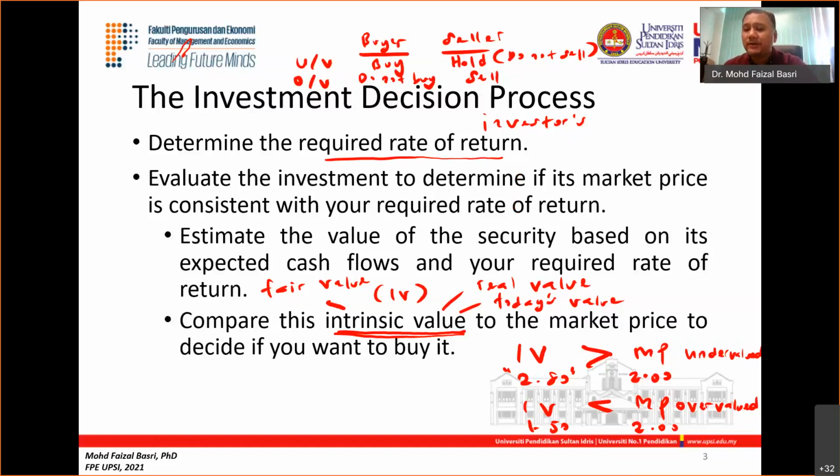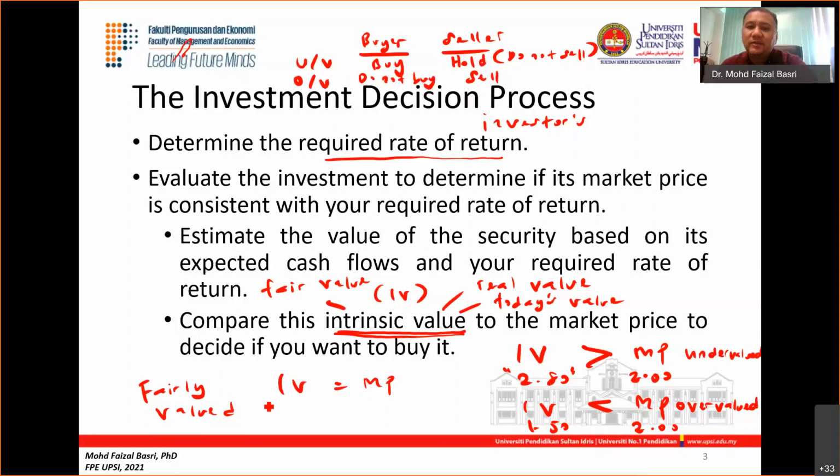So actually there's another situation or another scenario. So we have IV higher than MP, we have IV lower than MP. There's another possibility whereby the IV equals MP. Okay, so for this, it is known as fairly valued. First we have undervalued, and then we have overvalued. And if the IV is equal to MP, it's known as fairly valued.